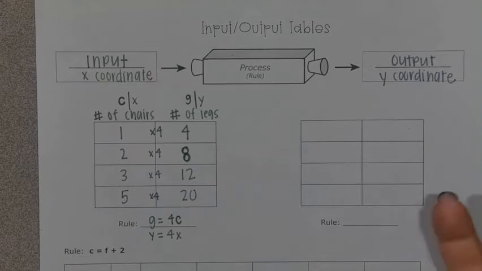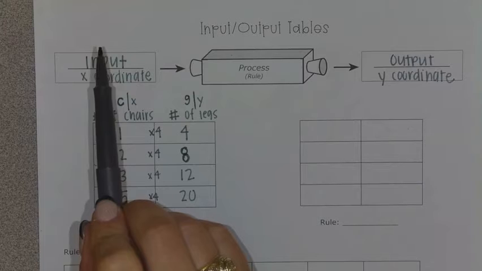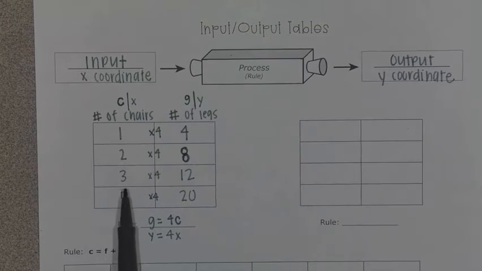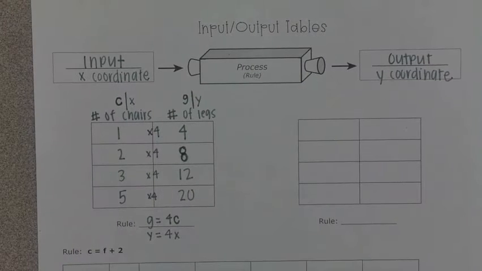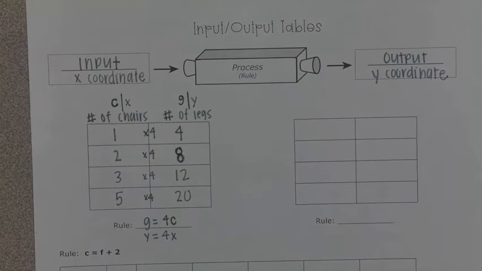So what if I said, and I want you to answer this question out loud, what if I said my x, my input was 10? So I have 10 chairs. What would be the number of legs? Well, my rule is times 4, so 10 times 4 would give me 40 legs.